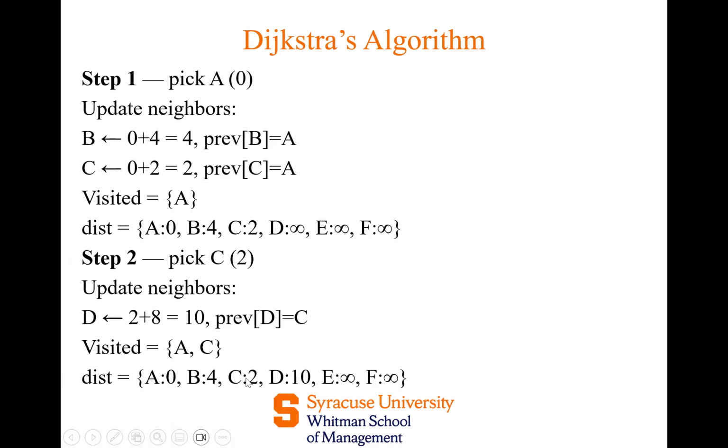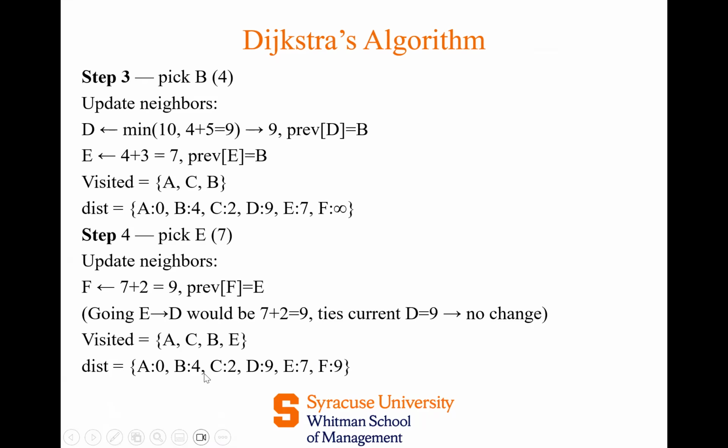And C was permanent as well, so it doesn't change to 2 because we chose C here. And D was infinity, now it's 10. E and F still infinity. So now if you look at it, A is visited, C is visited, so the lowest cost is B. So we will pick B in step number 3.